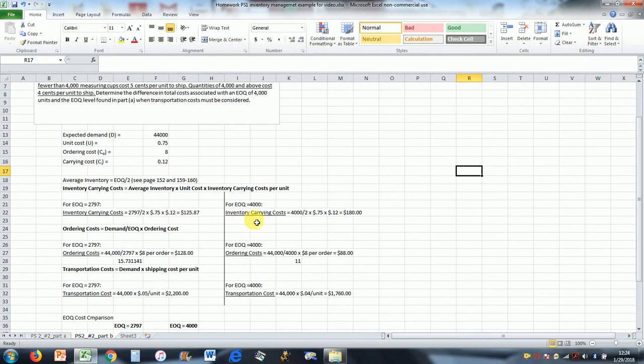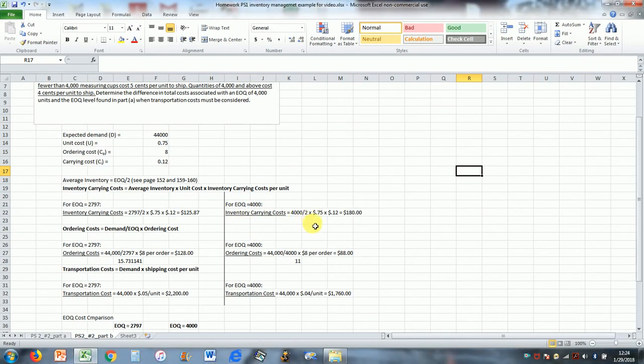Let's look at the EOQ of 4,000. All right, so we use the same formula. We take the EOQ divided by 2 for our average inventory, multiply that times the unit cost, and times the inventory carrying cost per unit. And you do that, and you come up with 180.